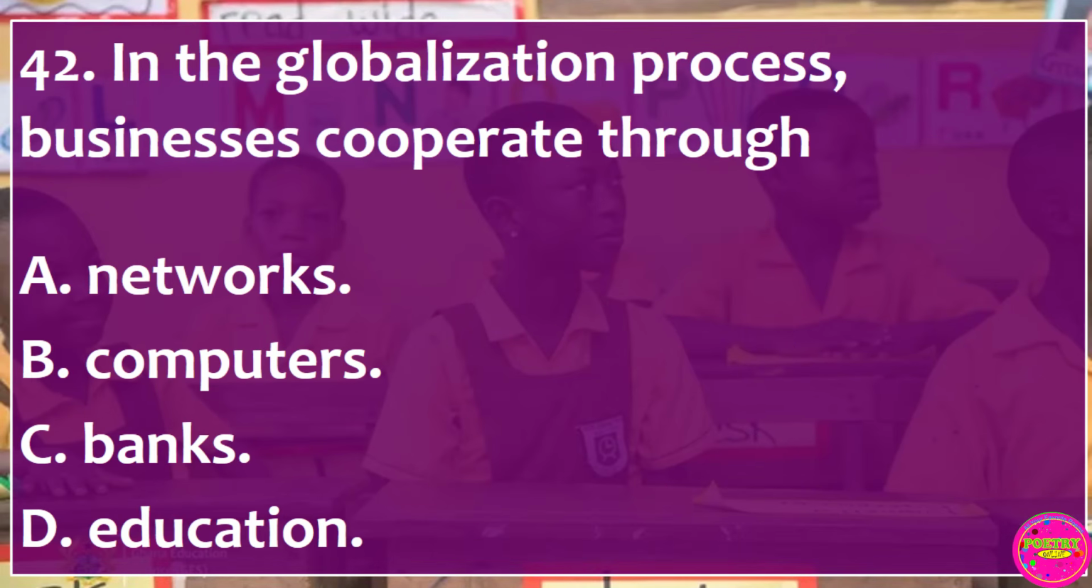Question 42. In the globalization process, businesses cooperate through A. Networks. B. Computers. C. Banks. D. Education. The correct answer to this question is A. Networks.